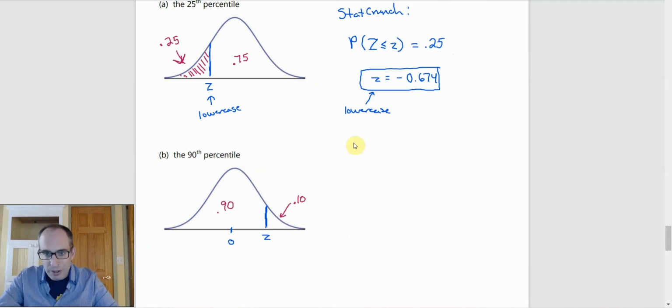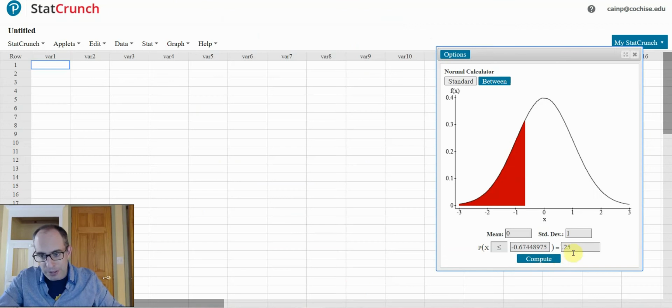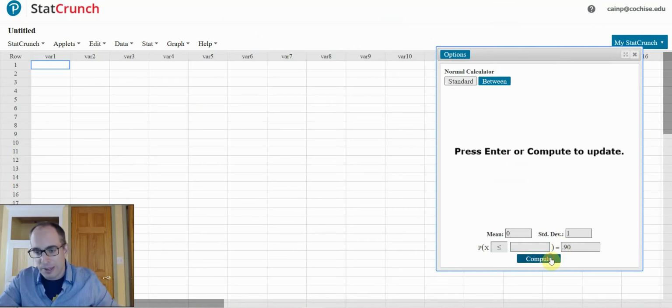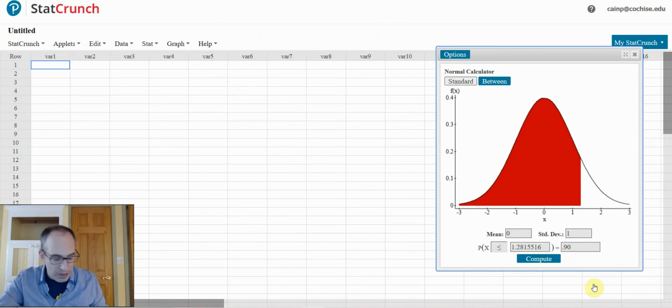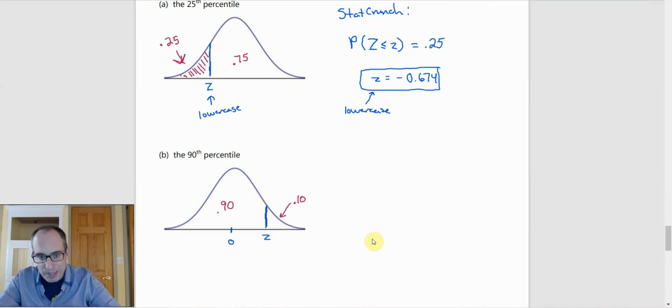Then if you go to StatCrunch, you just have to change this over here because we want the probability to the left now to be 0.9 or 0.90, and you get 1.282 to 3 places. All right, so that's about it for getting a percentile. So I guess here, probability, and I'll write it this way again, I might as well. Big Z less than or equal to little z. If that's 0.90, then little z ends up being 1.282.